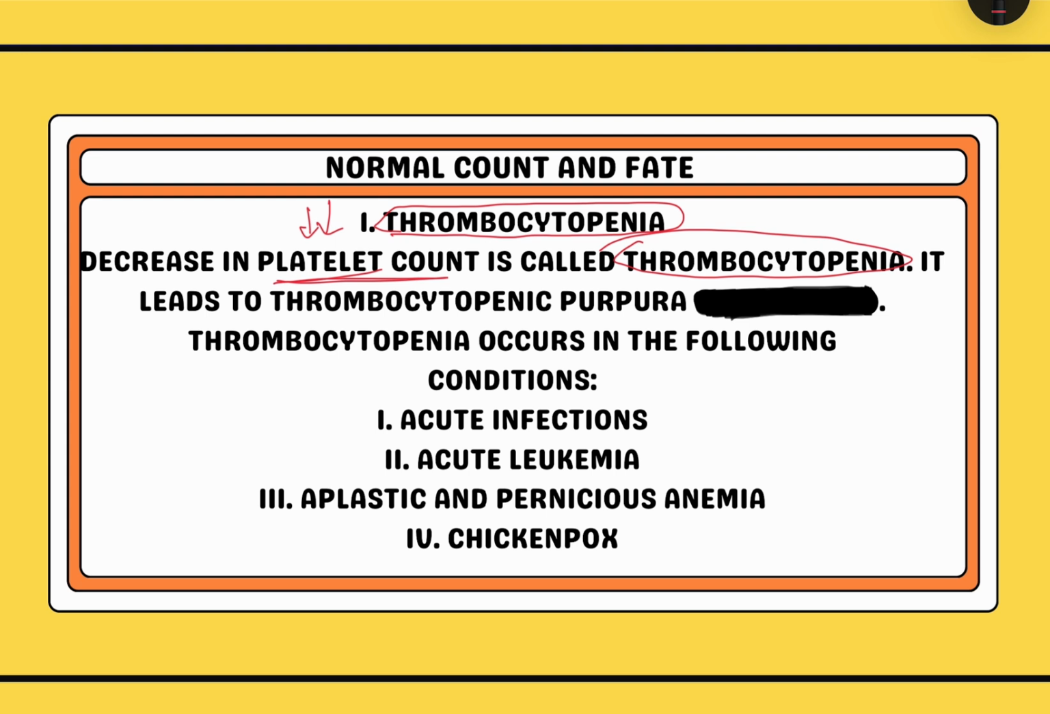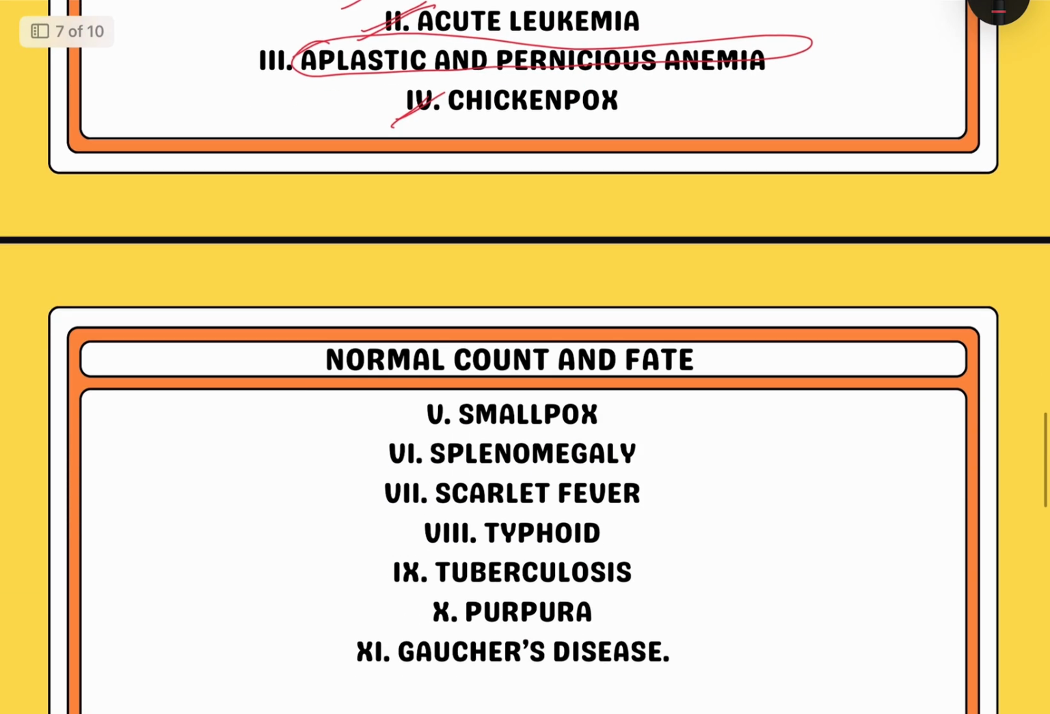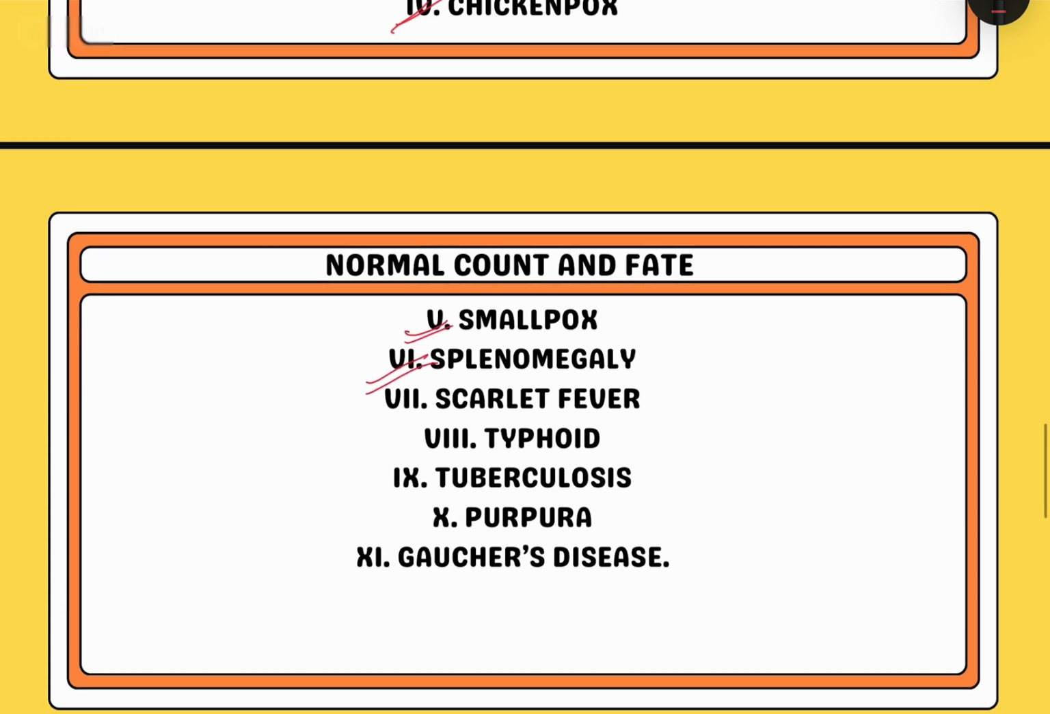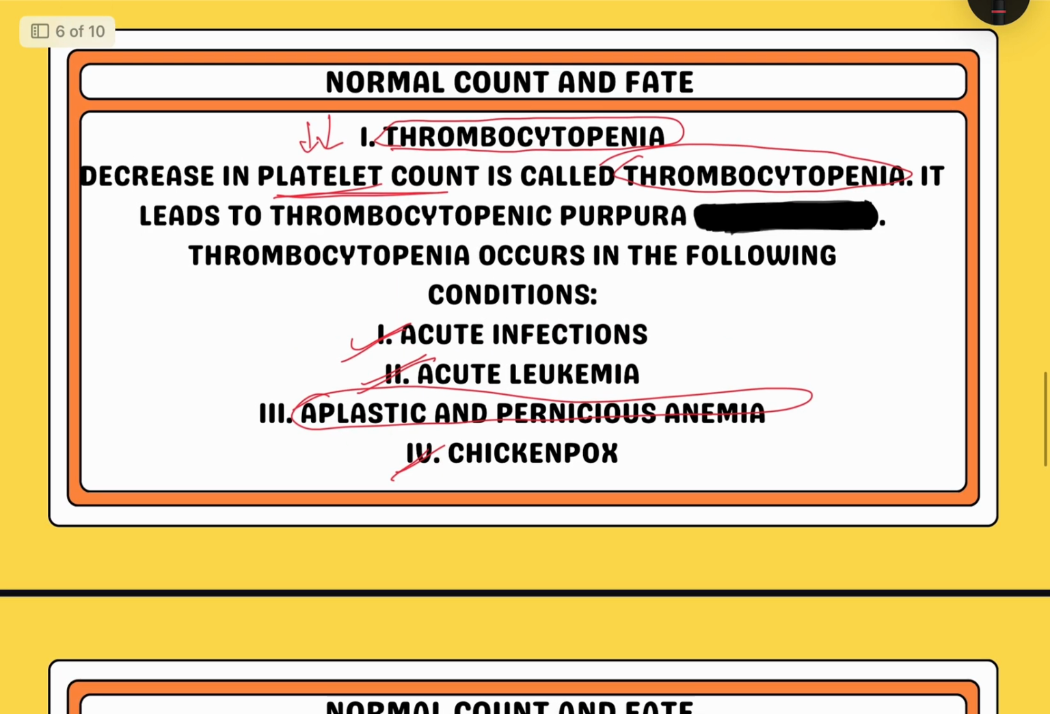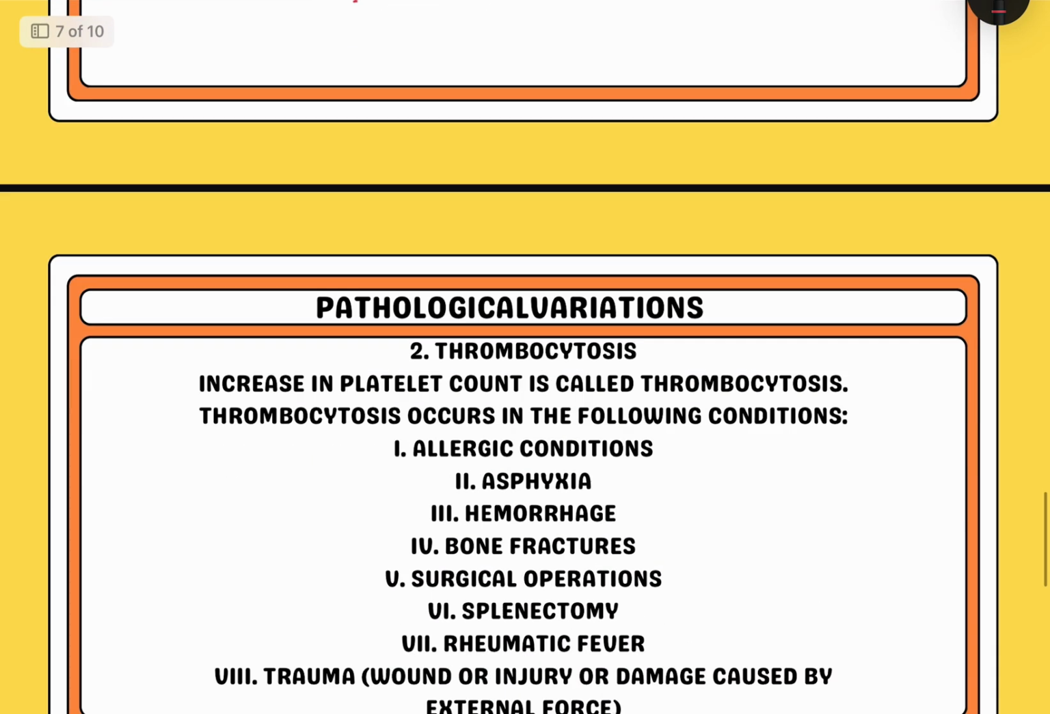That means whenever you touch the injured or affected site, it will start bleeding. Thrombocytopenia occurs in the following conditions: acute infections, acute leukemia, aplastic anemia, pernicious anemia, this is very important, chickenpox, smallpox, splenomegaly, scarlet fever, typhoid, tuberculosis, purpura, and last but not the least, Gaucher's disease. In all these cases, there is an overall decrease in the platelet count, and this is known as thrombocytopenia.